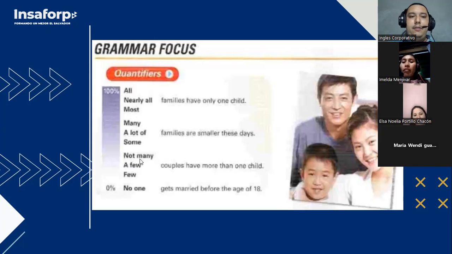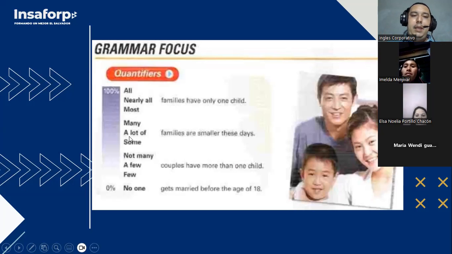We have the case of not many, a few, and few. We have not many couples have more than one child. A few couples have more than one child. Few couples have more than one child. Those are the three uses that we can make with the same sentence.